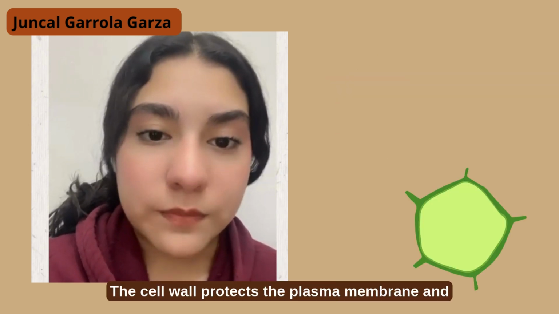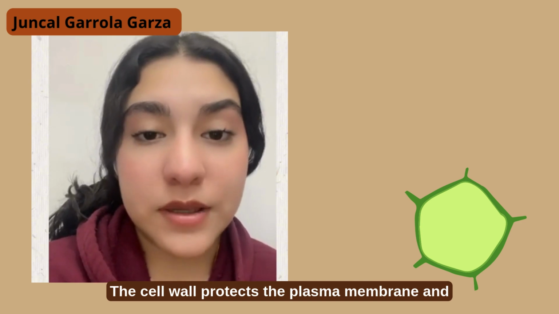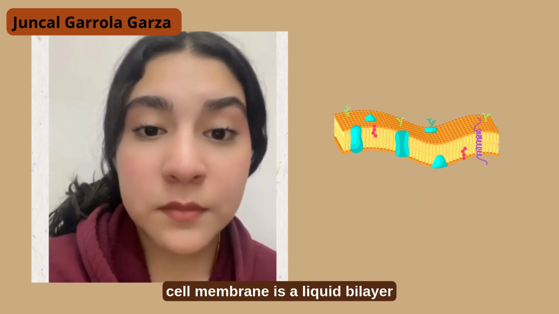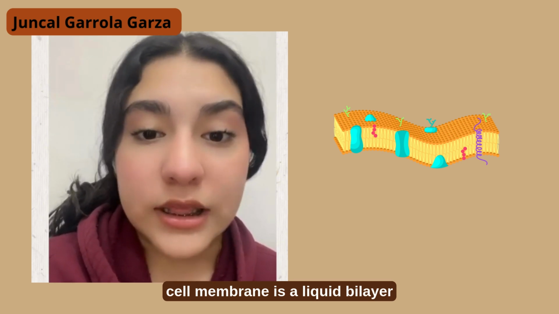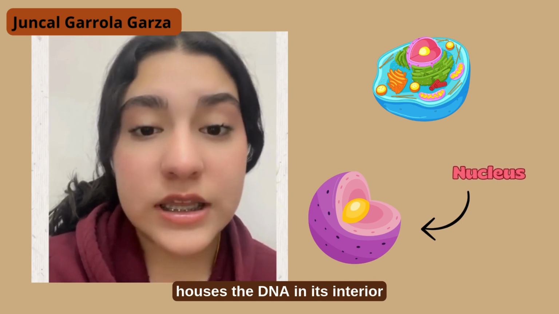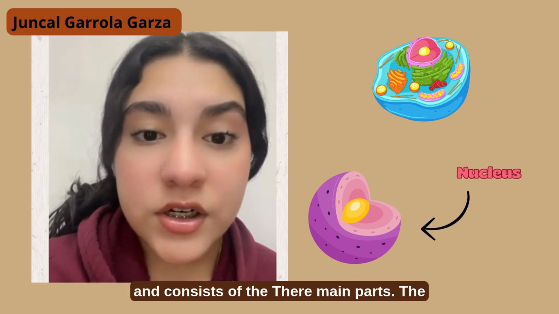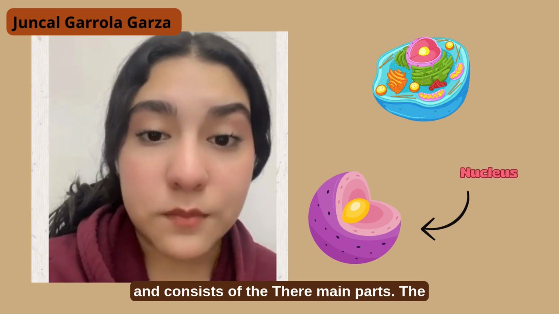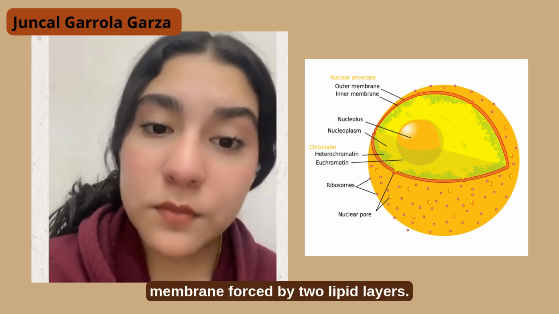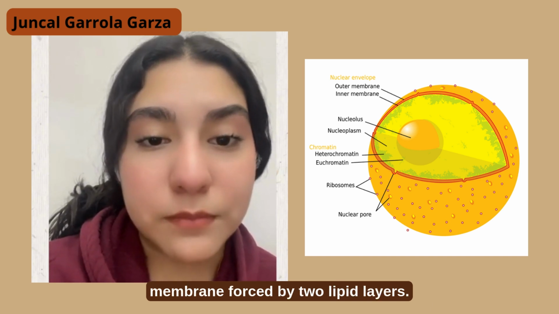The cell wall protects the plasma membrane and helps maintain the cell shape. The cell membrane is a lipid bilayer with proteins immersed. The nucleus houses the DNA in its interior and consists of three main parts. The first one is the nuclear envelope, which is a membrane formed by two lipid layers.